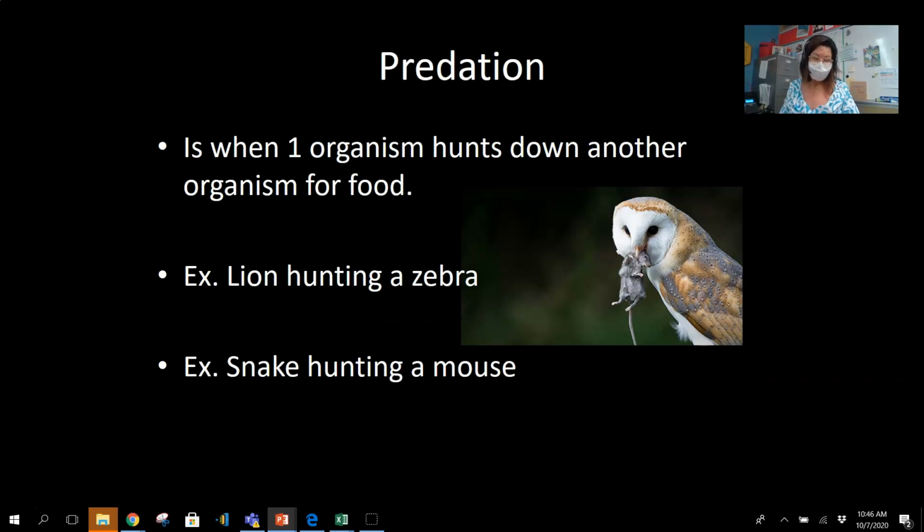Then next we have predation. This is when one organism hunts down and eats another one for food. You can see from when we've done the food chains and the food webs how these predators work, because they have to eat the level below it. If we look at this example, we have an owl with a mouse, and he hunted it to get it. That is called predation. Also, a lion hunting down a zebra. That's predation. The predator is the organism that's going to eat the other one. In the picture, the owl is the predator, and the little mouse is the prey. What is being hunted is the prey.